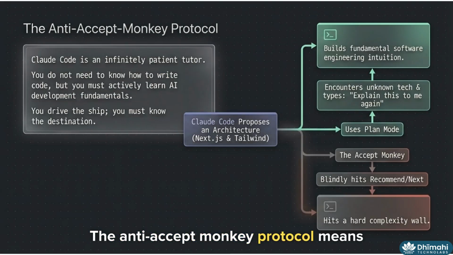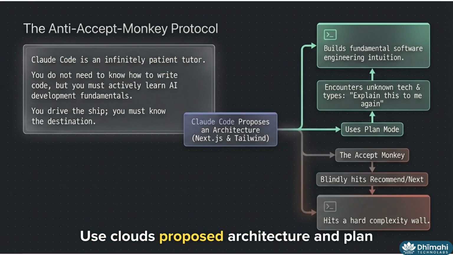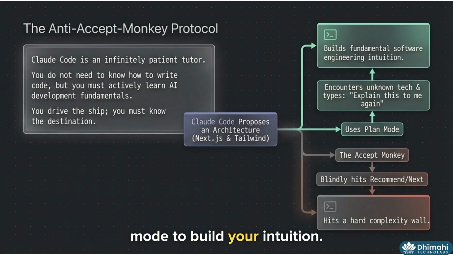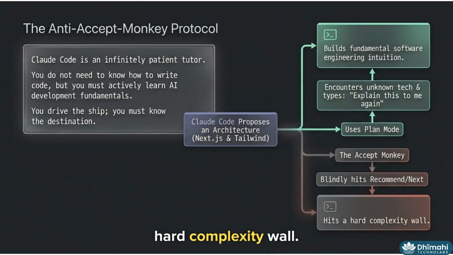The anti-accept monkey protocol means actively learning AI development fundamentals. Use Claude's proposed architecture and plan mode to build your intuition. Blindly accepting suggestions leads to hitting a hard complexity wall.